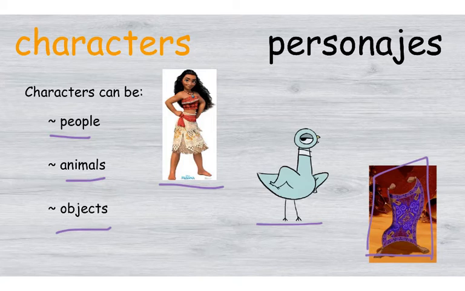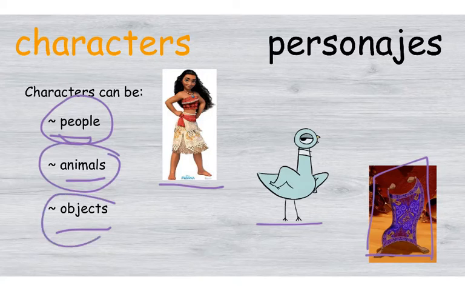Sometimes they don't. Another example is like Beauty and the Beast. You have Mrs. Potts, who's a teapot, and then you have Chip, who's a teacup. You have the candlestick, Lumiere, and Cogsworth, the clock. So depending on the story, the characters can be people, animals, objects, and sometimes a mixture of all of them.